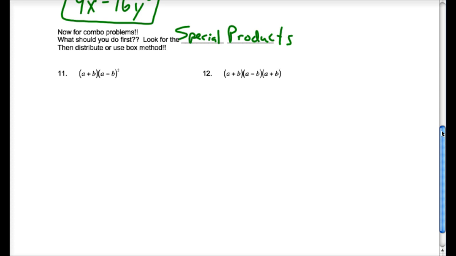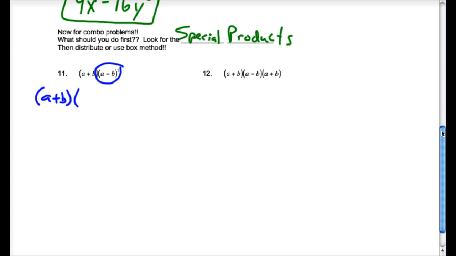A minus B quantity squared. Is that page 1 or page 2? It's page 1, squaring a binomial. We're going to do A minus B quantity squared first. We're not going to do anything with our A plus B. Who can square A minus B? A squared minus B squared? It's not A squared minus B squared. That's the other rule.